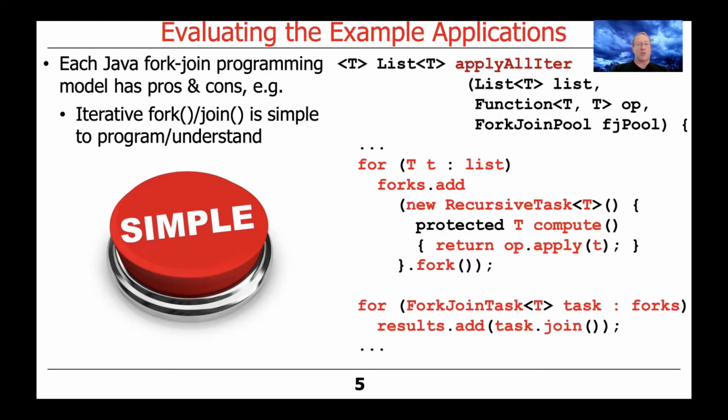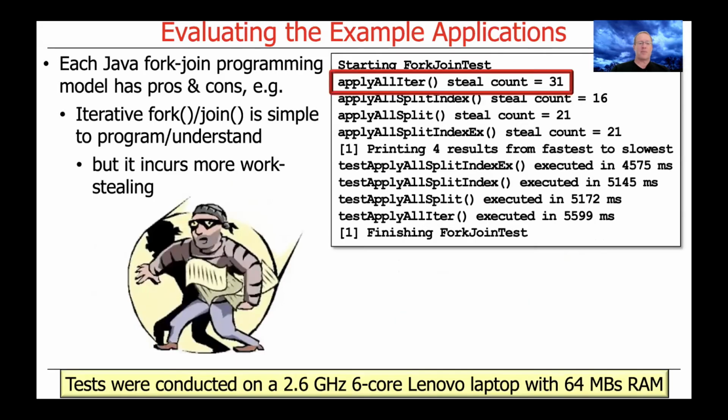And when we're done doing all the forking, then we just go through the forks list and we basically join on every task or subtask and then add the results to the results list that we are going to return as the return value from the apply all iter method.